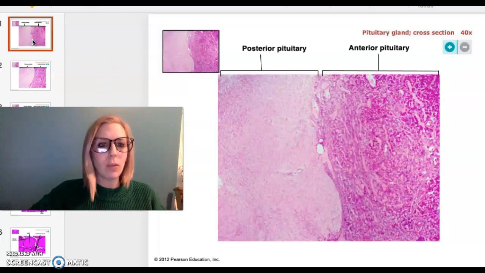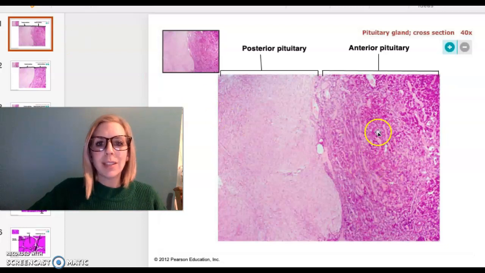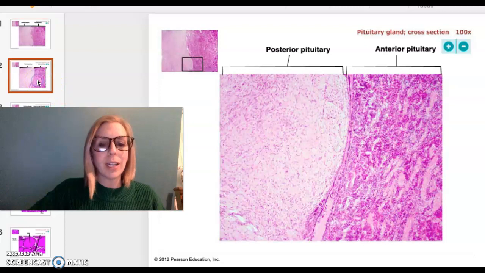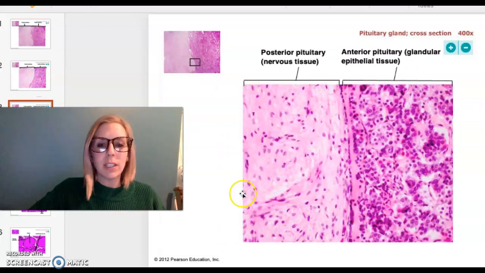Okay, this is only at 40 times. So we're going to see this glandular anterior pituitary and this neural posterior pituitary. And as we zoom in, we can start to see larger differences here between the two. Okay, the anterior pituitary has a very distinct separation from the posterior pituitary, which is nervous tissue. Anterior pituitary is this glandular tissue.